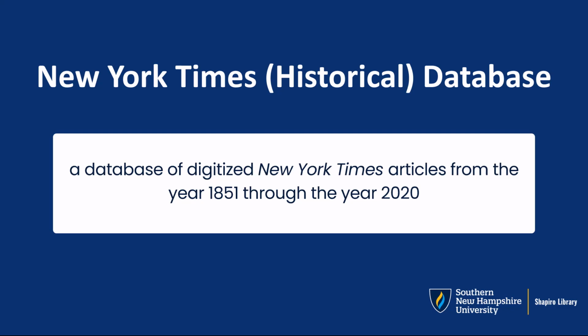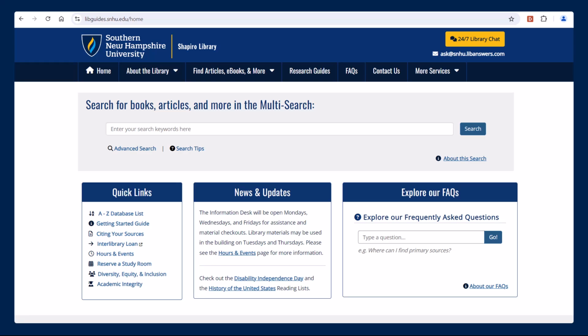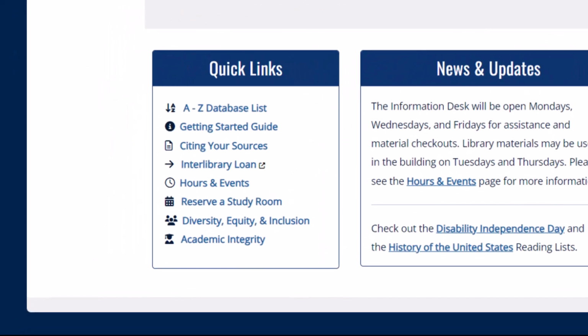This database gives users access to digitized articles from the New York Times newspaper from the year 1851 through the year 2020. In this tutorial, we are going to explore how to access the New York Times Historical Database from the Shapiro Library homepage, how to conduct searches using relevant keywords and filters, and how to brainstorm search terms for primary source databases. You can access the New York Times Historical Database from the Quick Links menu in the bottom left corner of the Shapiro Library homepage.